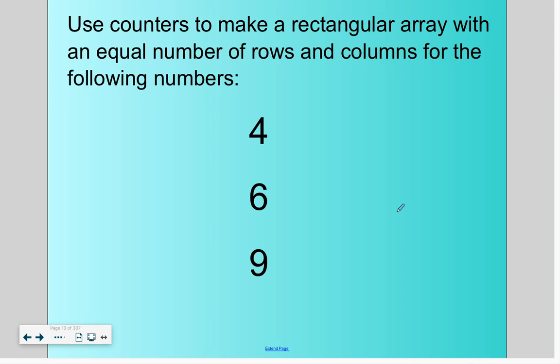Now I want you to take those counters again. I want you to take the counters and see if you can make a rectangular array with an equal number of rows and columns for the following numbers. So first start with 4 counters. Can you make an array that would be a square array where the number of rows is the same as the number of columns? Now try with 6 and then with 9. Which of those would make a square array and which would not?